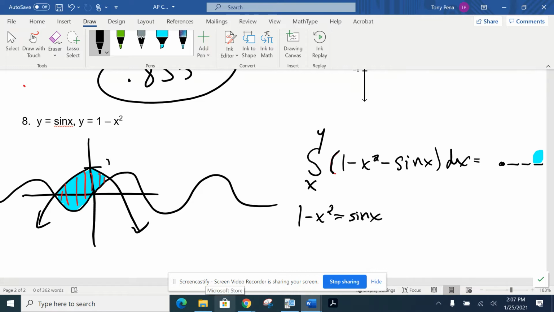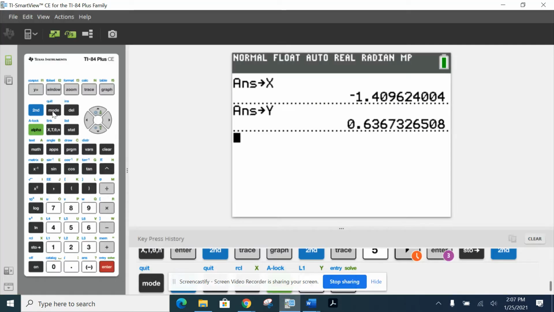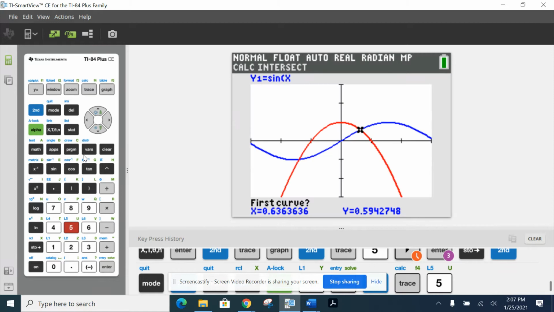Yeah. Sorry, how do you store the values in this? So once you get them, here. So if I do second calc 5, so if I go over to this one, just go ahead and do the intersection. Did you get that yet?